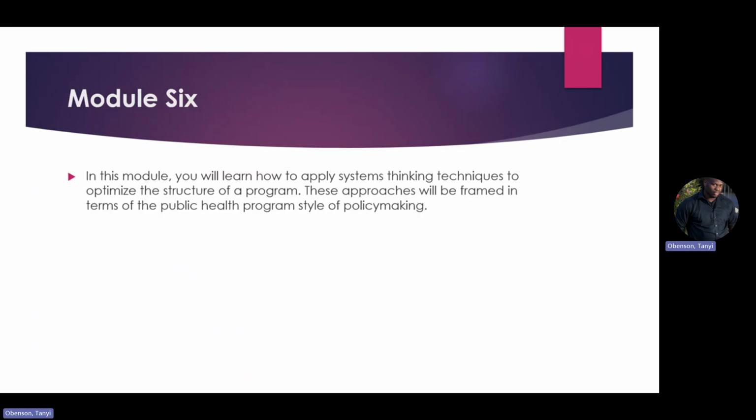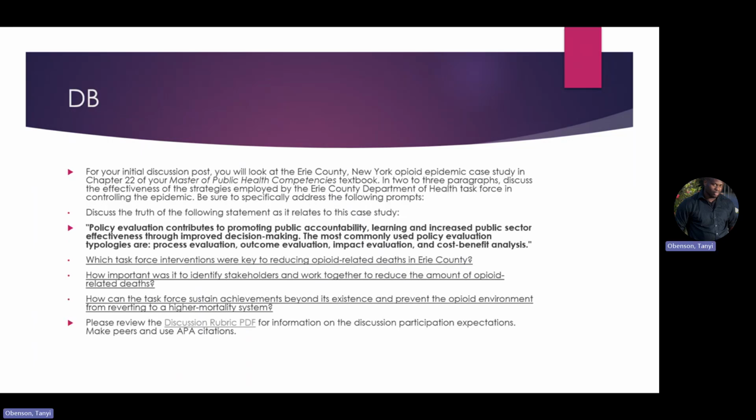Module 6, you'll learn how to apply systems thinking techniques to optimize the structure of a program. These approaches will be framed in terms of public health program style of policy making. There's a discussion board for Module 6. For your initial discussion post, you look at the Erie County, New York opioid epidemic, which is a big crisis in the US. There's a case study, chapter 22 of your textbook. In 2 or 3 paragraphs, discuss the effectiveness of strategies employed by the Erie County Department of Public Health. Be sure to specifically address the following prompts.